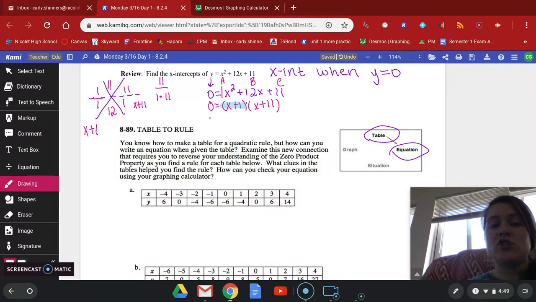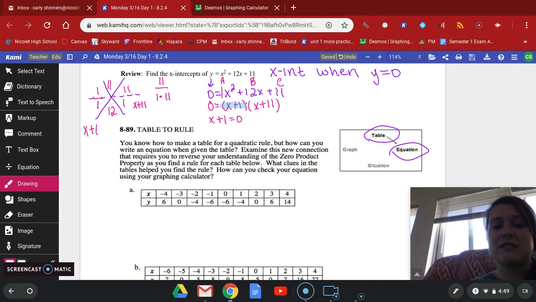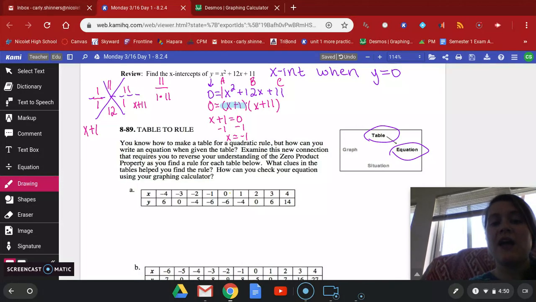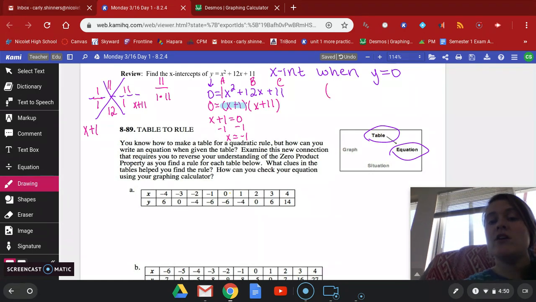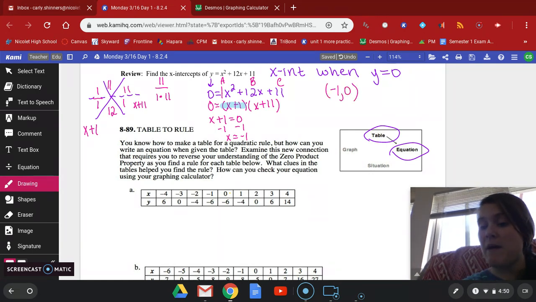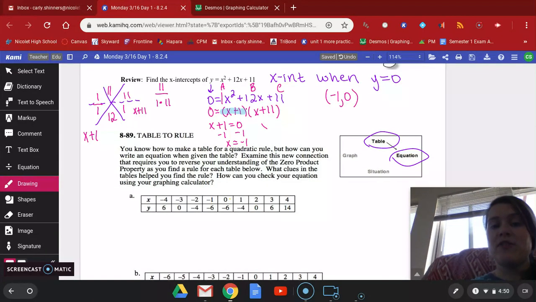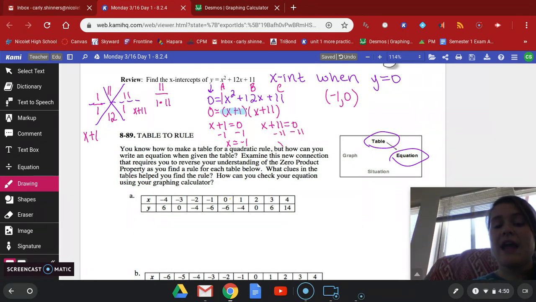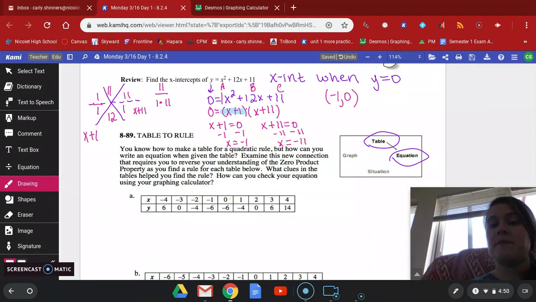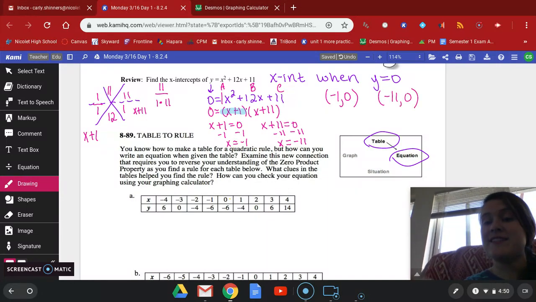Some of you might be able to jump right away and say, it's -1, Miss Shinners. But if you don't see that right away, that's okay. You just need to set that little factor equal to 0. And I get x equals -1. So -1 comma 0 is my first x-intercept for this quadratic. Let's do the same thing over here. Set x plus 11 equal to 0, and I get x equals -11. -11 is my second x-intercept.